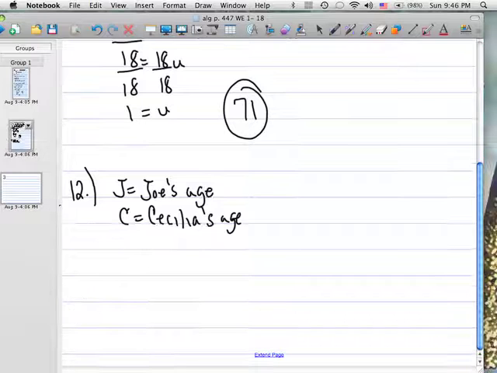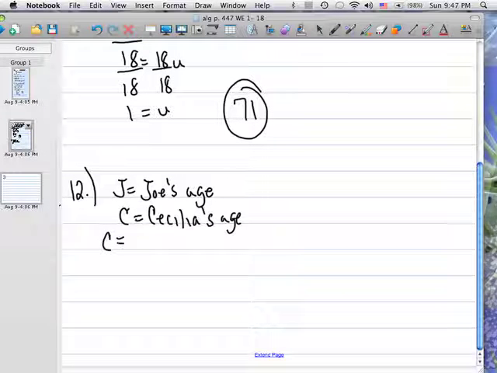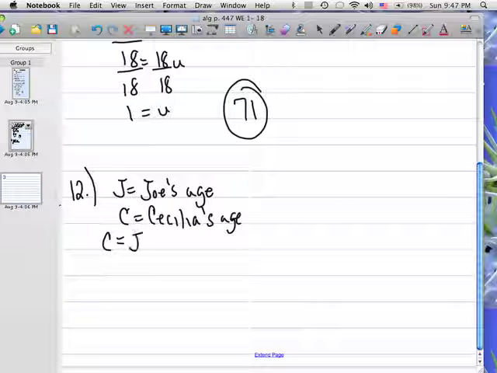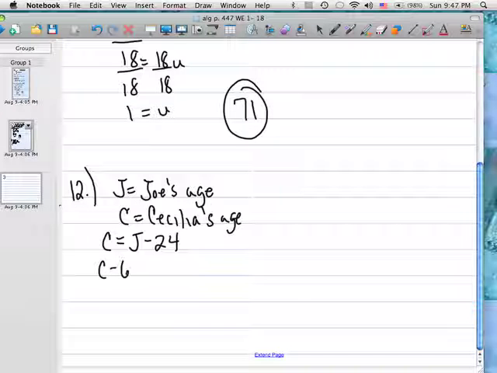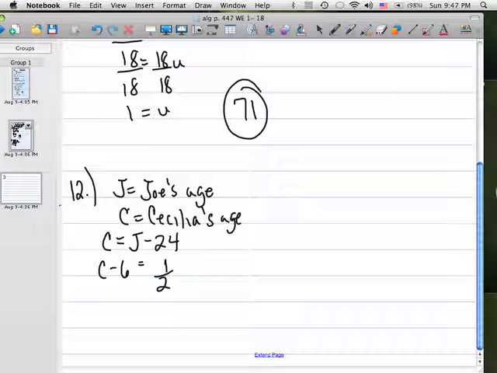And one equation I can write, Cecilia is 24 years younger than Joe: C equals Joe's age minus 24. It says 6 years ago, so her age 6 years ago would be C minus 6. She was half as old as he was 6 years ago. So Joe's age 6 years ago would be J minus 6.